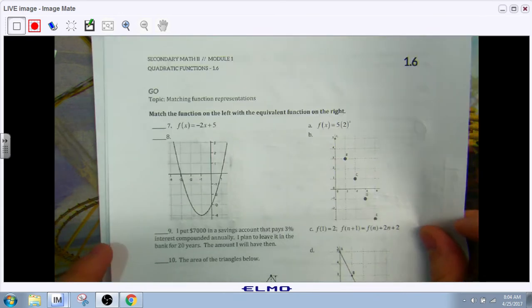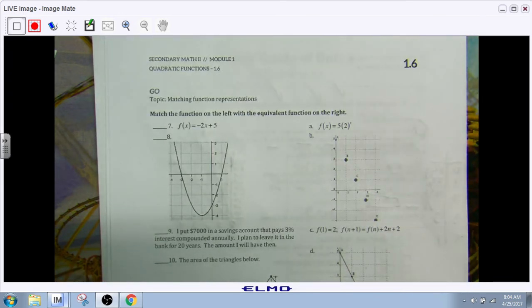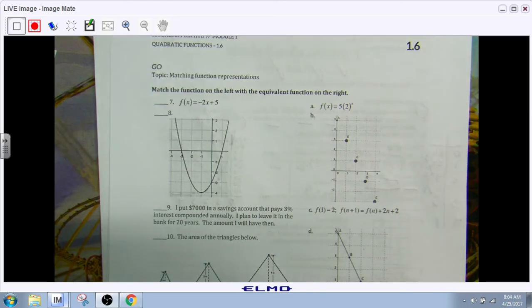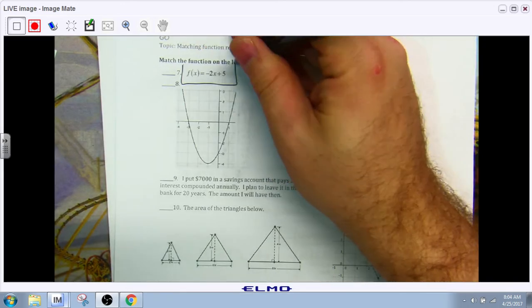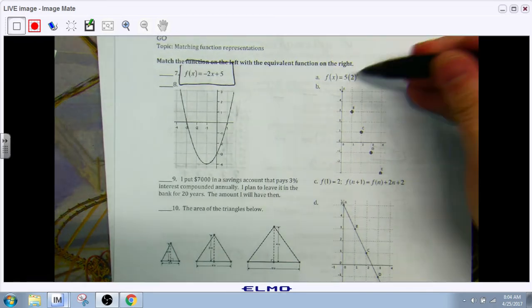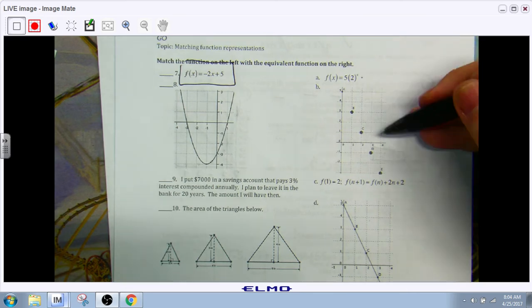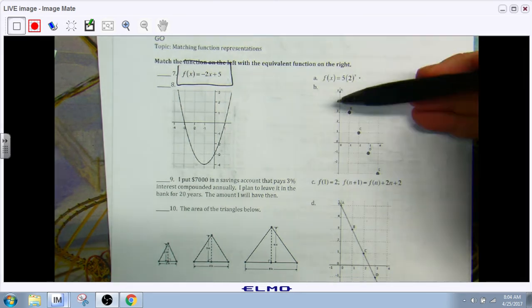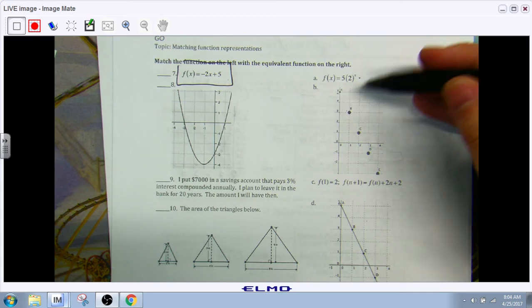Finally, we're going to match each function to each representation. So what you're going to have to do is look at each function and see what's going on with the one on the left and see how it matches the function on the right. So f of x equals negative 2x plus 5. I can tell that that's linear. This is not linear. This could be linear. Am I crossing at 5? Yeah. Am I going down 2 over 1? Yeah, okay, so this might be it.